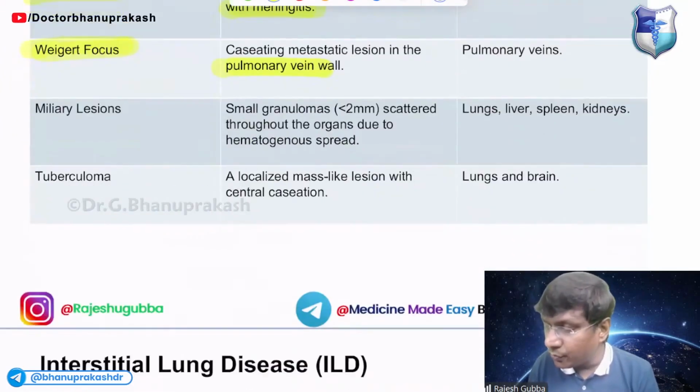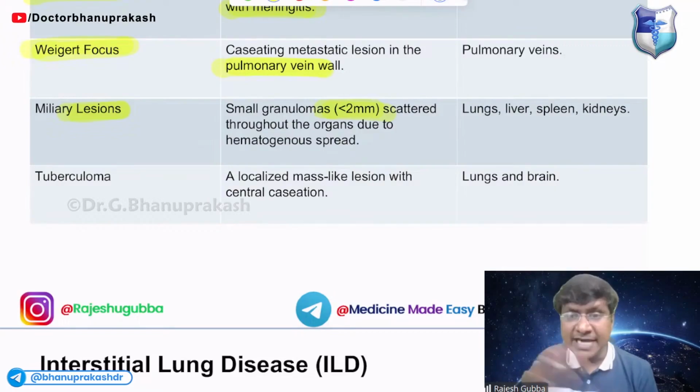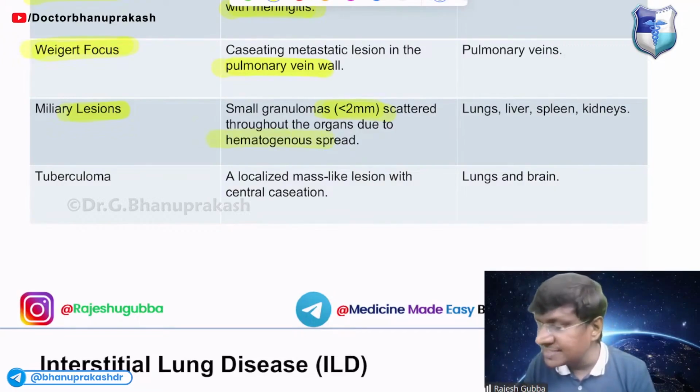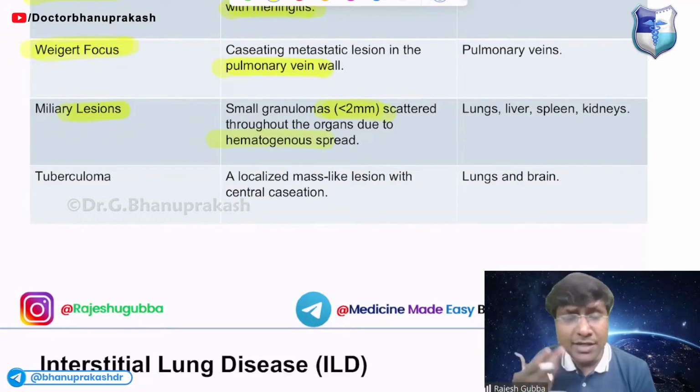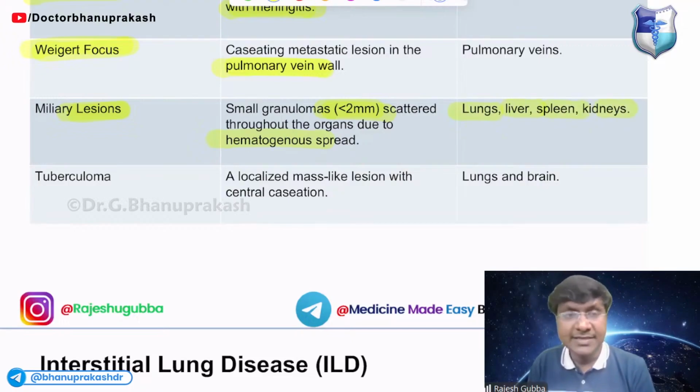Right? Then when do you call miliary tuberculosis? We use the term miliary tuberculosis when the size of the nodules within the lung parenchyma is less than 2 mm, and they are scattered throughout the lungs. And what is the route of spread in miliary tuberculosis? That is hematogenous spread. And what are the common organs where the organism can spread? Lung, liver, spleen, as well as the kidney. These are the sites where there can be miliary tuberculosis.